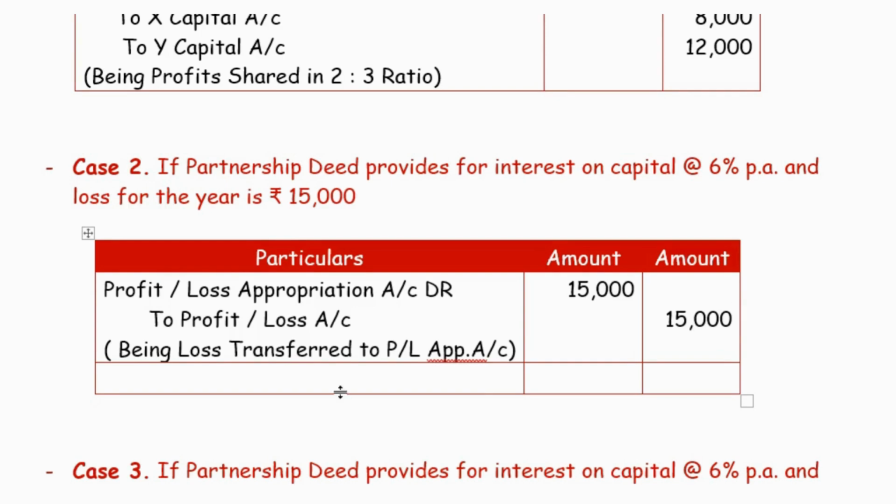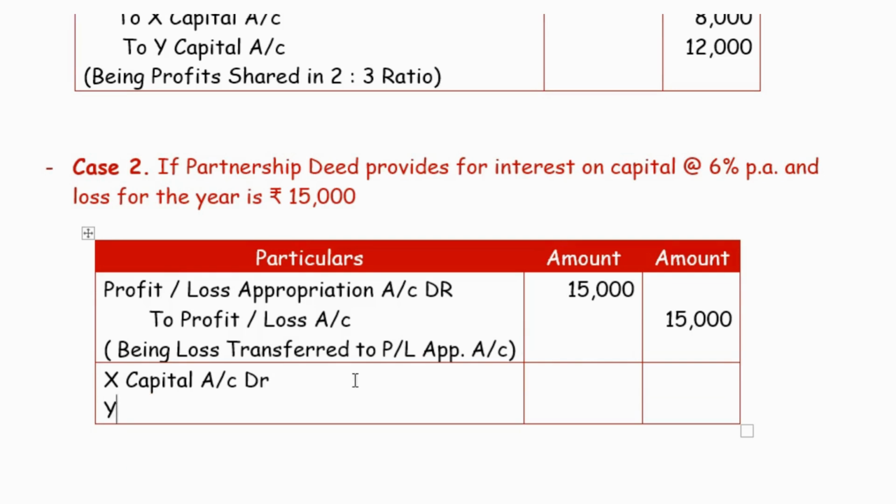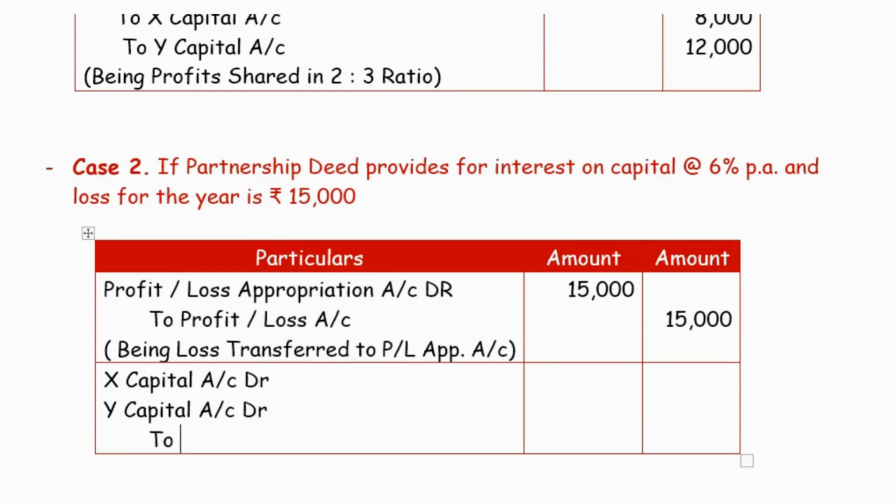Now this loss is to be shared by the partners, that is X capital and Y capital. When they share the profit, they are also entitled to share the loss. When it is a profit situation, partners get a credit of the profit. When it is a loss situation, the partners' capital accounts are to be credited.